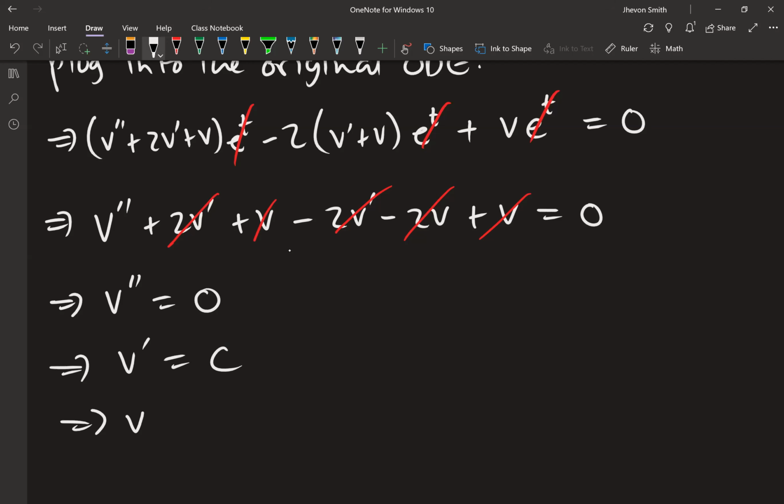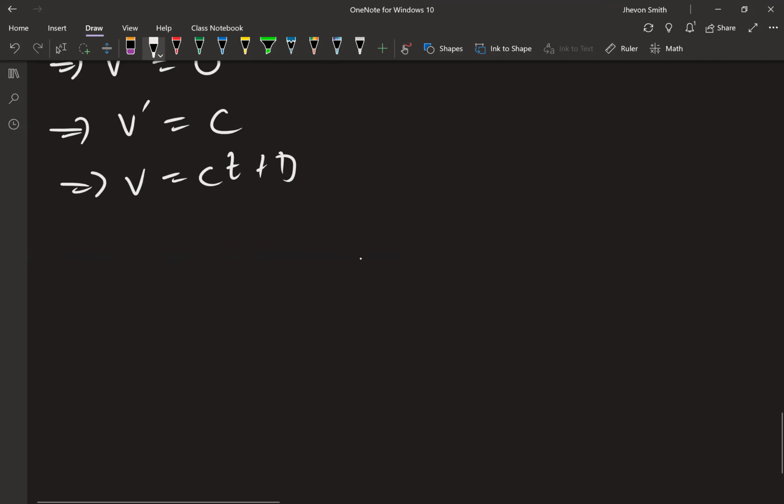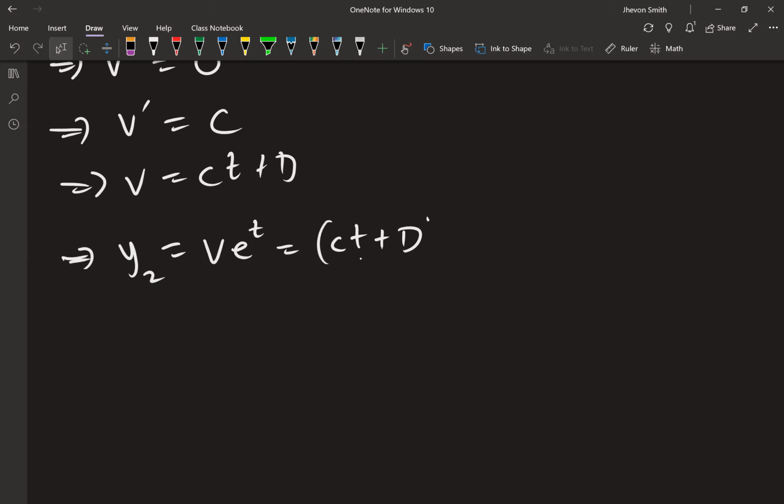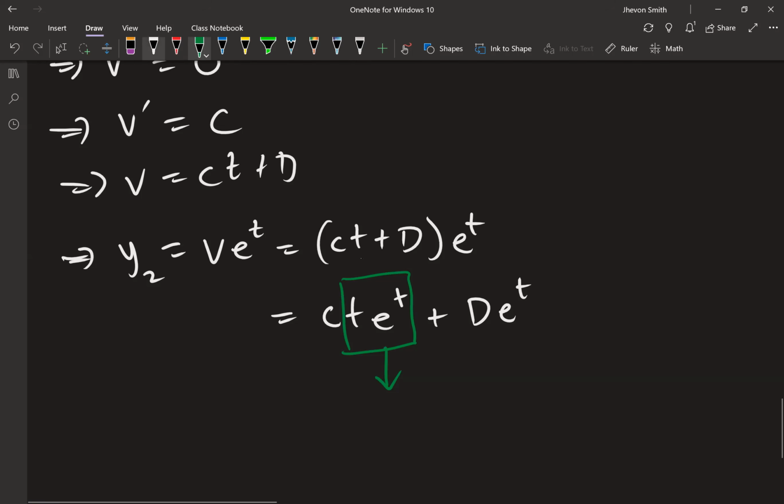That, integrate again, we get that. Then my y2 is just going to be v times e to the t, which is going to be ct plus d e to the t. This is going to be ct e to the t plus d e to the t. And so the second solution is that one. Now, y2 equals te to the t is our second solution.